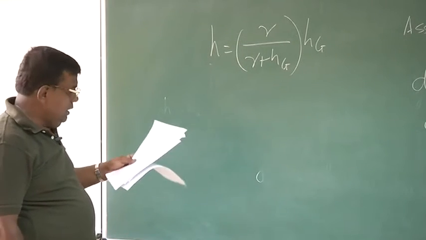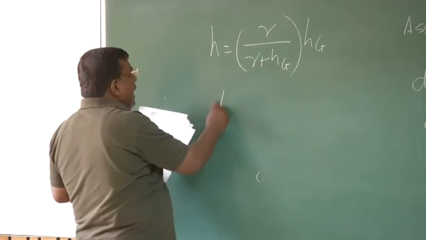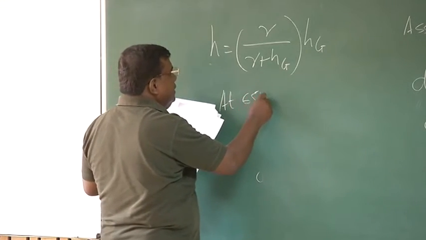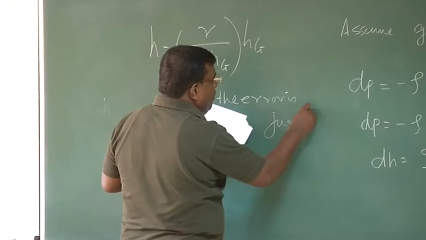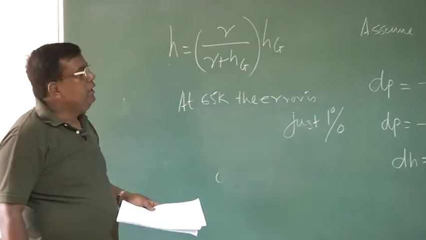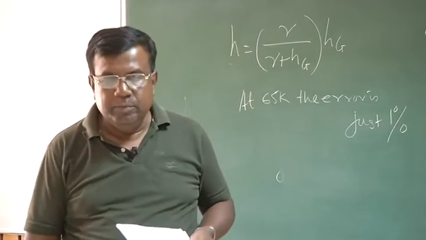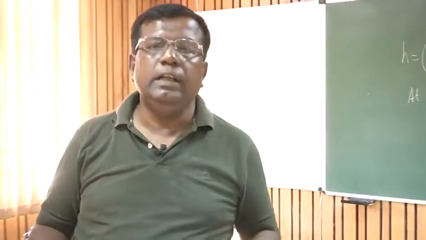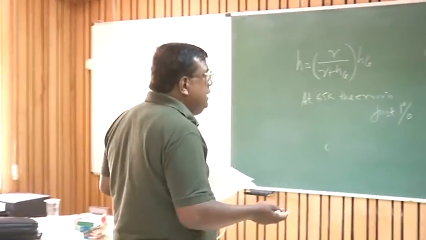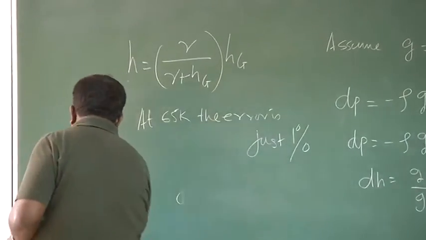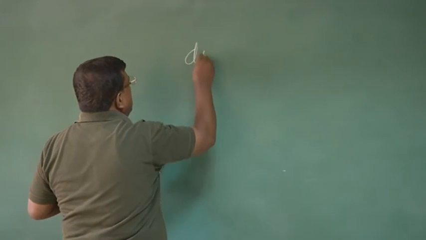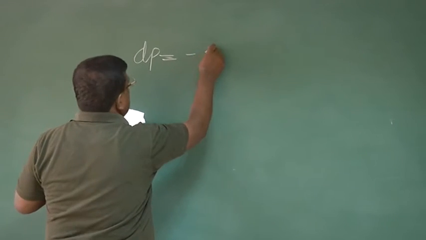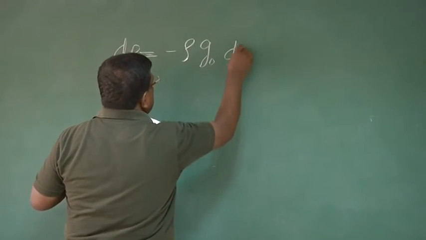Now, what is the error I am taking when I am assuming Hg and H are the same? Just to have an idea, if you plug in the values, you will find at 65 kilometers, the error is just 1%. So you could understand the assumption that H and Hg are the same helps in making the analysis so simple. Still, you are getting the physics of the situation. Okay? So the important thing we have found out, which will be rigorously used to model the atmosphere, is dP equal to minus rho G naught dH. Okay?